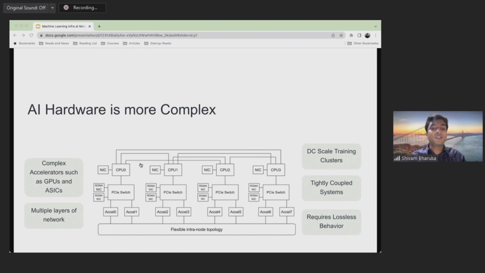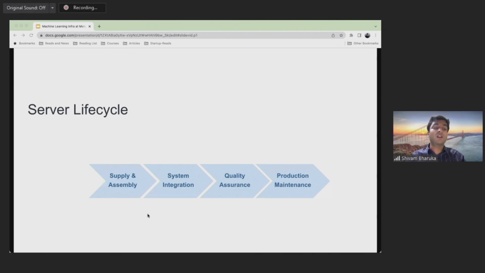So when we are designing such AI hardware, what are the challenges which come with it? The challenges are across the entire life cycle of the server itself. You start at supply, you go through the integration, you do quality assurance, and then you have to maintain it in production. So let's look at the challenges at each phase of AI hardware.